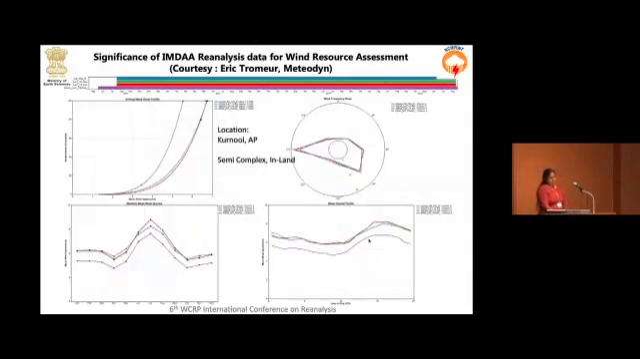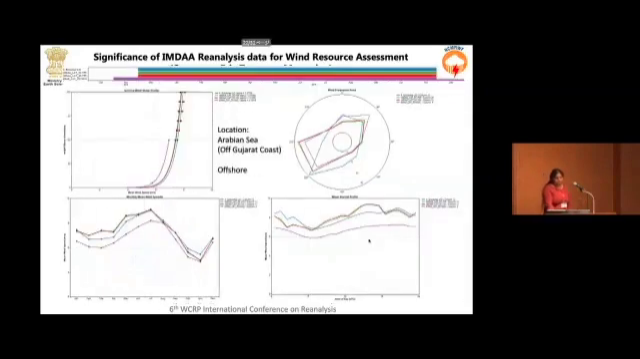This is over a semi-complex inland region, and this is on an offshore region off the coast of Gujarat. So here they found that after doing some post-processing, the reanalysis products become better for renewable energy applications, particularly for wind. And they approached us because they want to use this data set for commercial use.